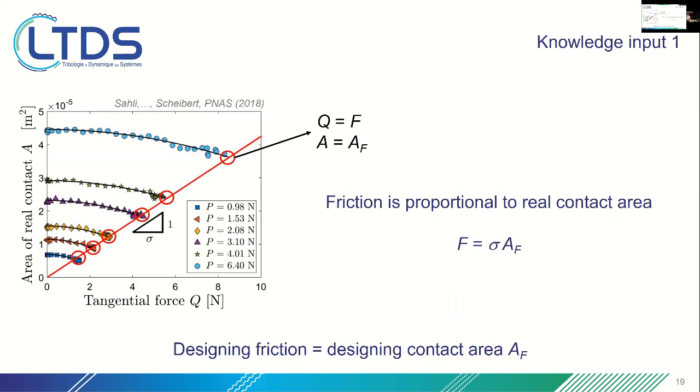So the first input that we used is that the friction force is proportional to the area of contact when you are sliding. Okay, F proportional to AF, and the coefficient of proportionality here is the friction stress of the interface. And this is constant for the pair of material. So from this you can see that if you want to design friction, you just need to design the contact area AF, and this is now becoming a contact mechanics question.